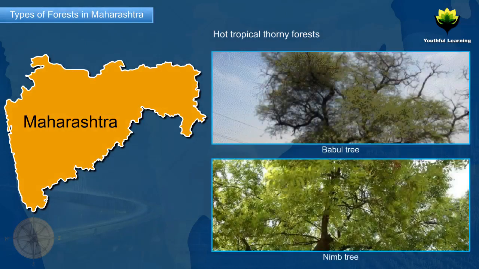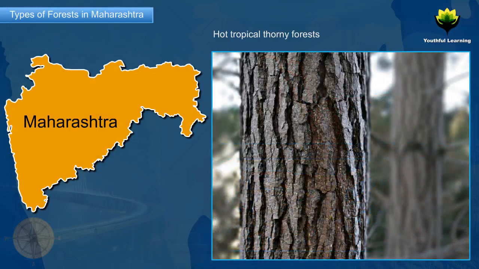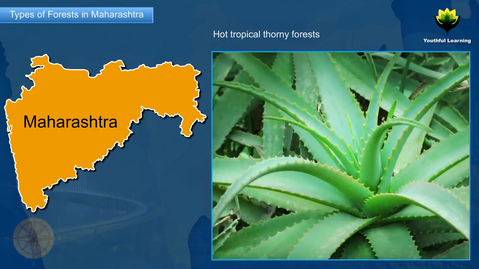The babool and neem trees are used to make agricultural equipment and houses. Hide is made from the bark of the babool. Corfade, that is aloe vera, is a medicinal plant.